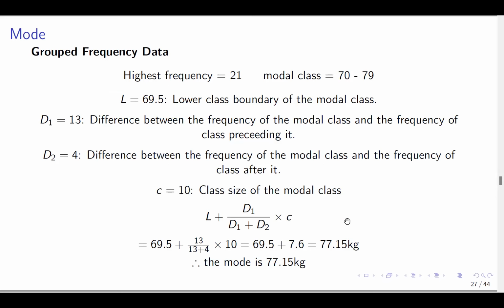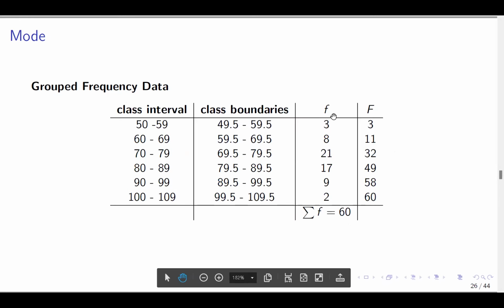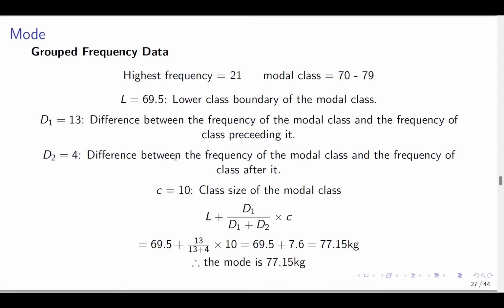The mode, first of all, we need to find the modal class. If you look at the frequencies, the highest frequency is 21. So the modal class is 70 to 79. Now, this is the formula for finding the mode for a grouped frequency data.